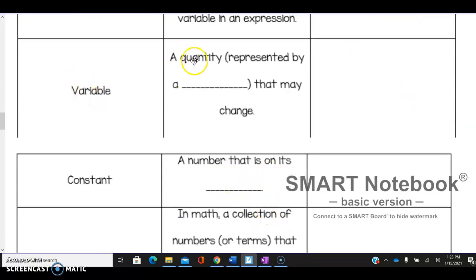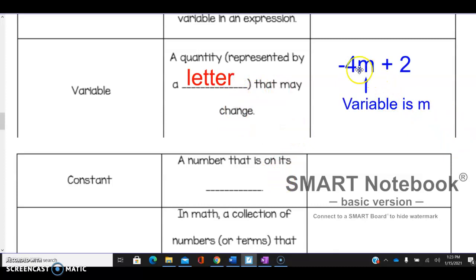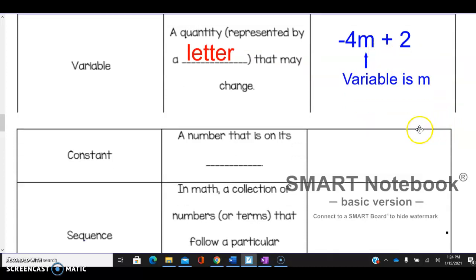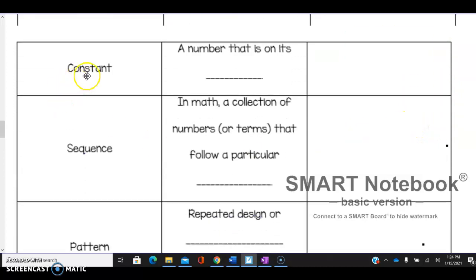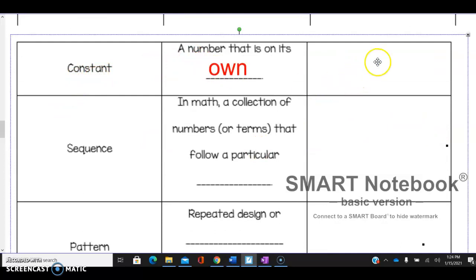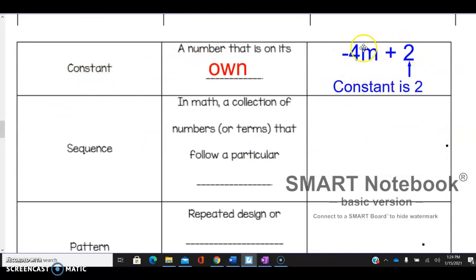A variable is a quantity or number represented by a letter that may change. So in this case, -4m plus 2, the variable is m. A constant is a number that is on its own. So using the example -4m plus 2, the constant would be 2.